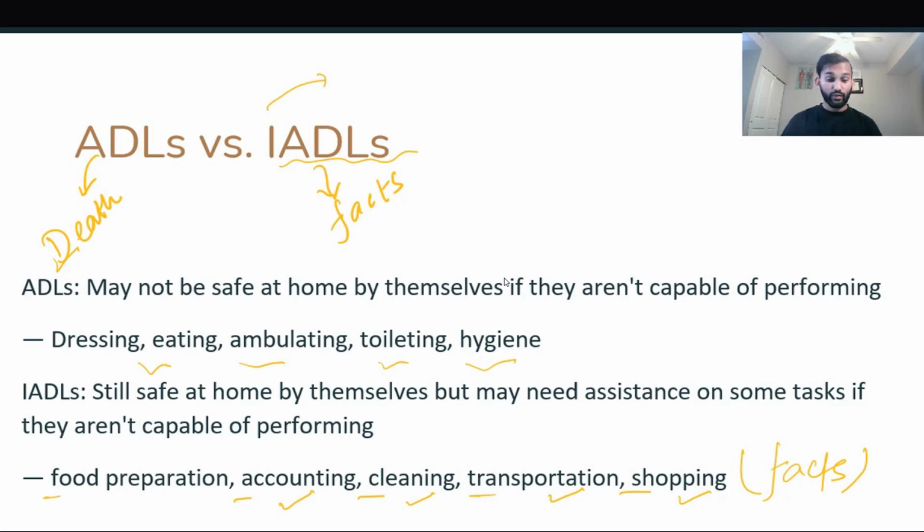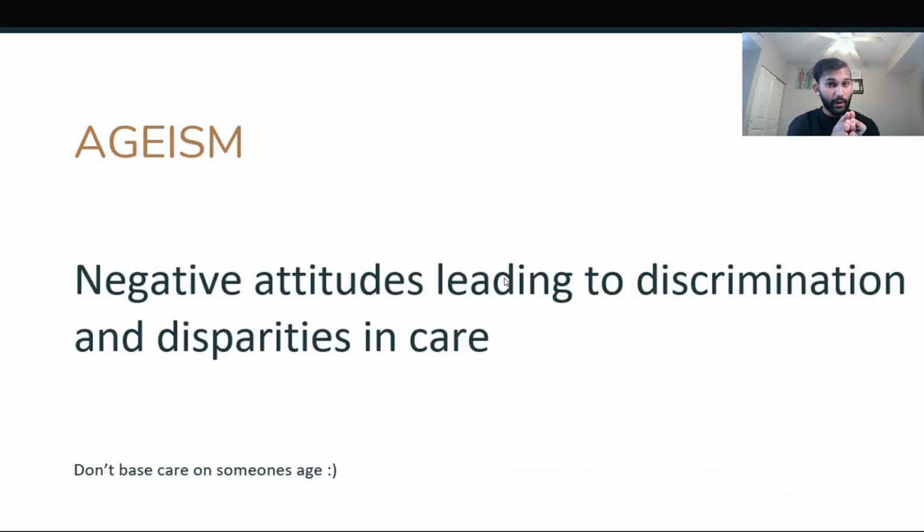FACTS. Okay, and that's what we have in the ADLs versus IADLs. The other topic we have, and this is again really important, is ageism. Ageism in simple terms means the negative attitude towards older people. For example, if someone is driving slow, we get this mindset, oh, this must be the old lady who's driving really slow. So the negative attitude which we have towards someone based on their age is called ageism.